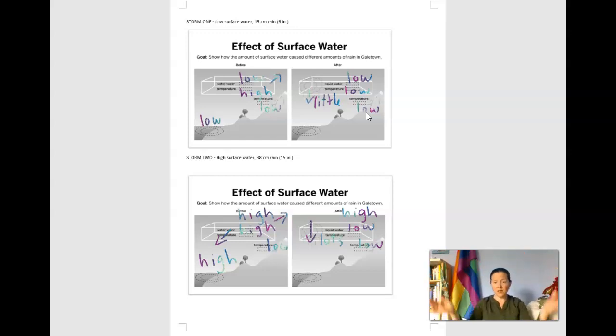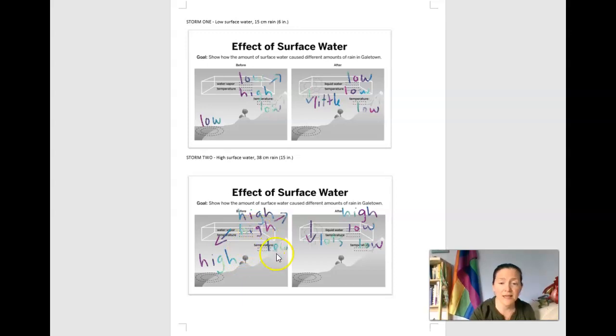The transferring of the energy, right, causes the water to condense, and then it falls. So that was what I did for storm 1. So for storm 2, we have a higher amount of surface water. So down here by the lake, I wrote high. And then the temperature inside versus outside is the same.